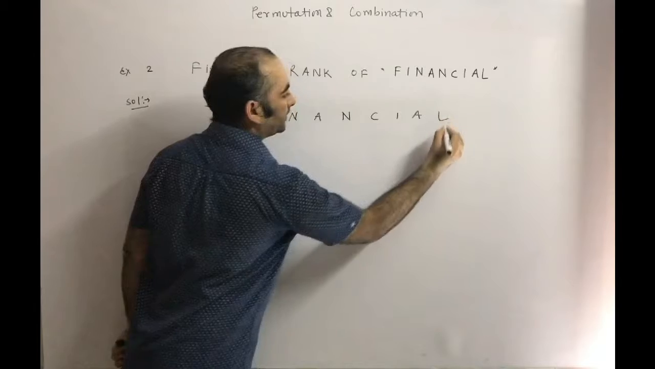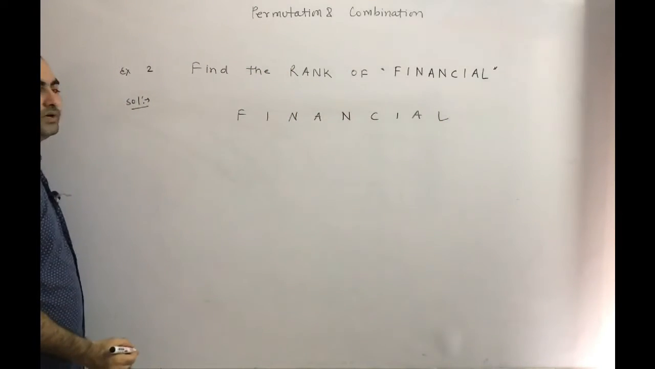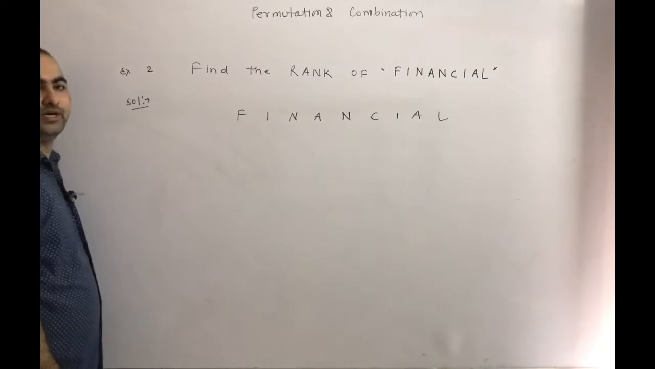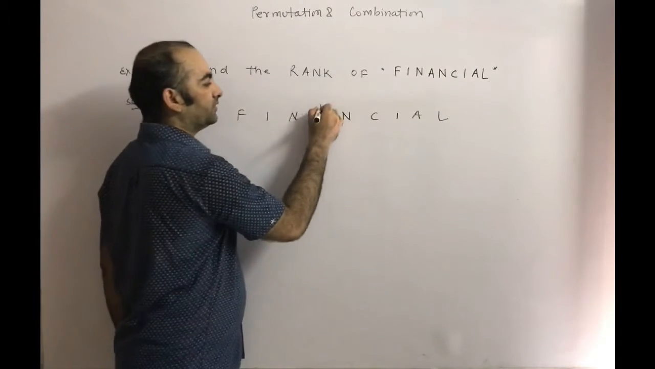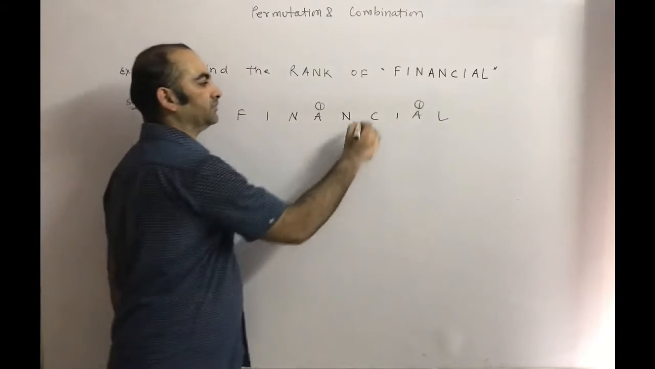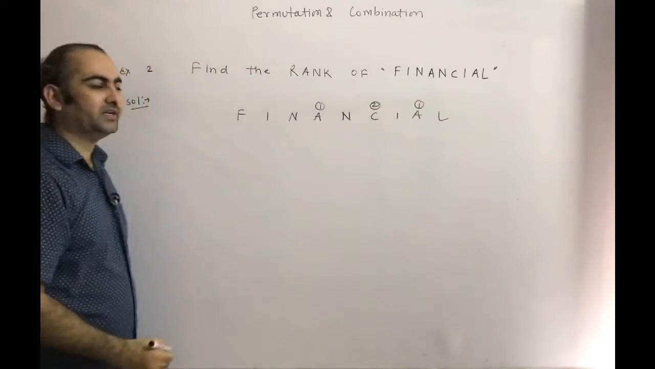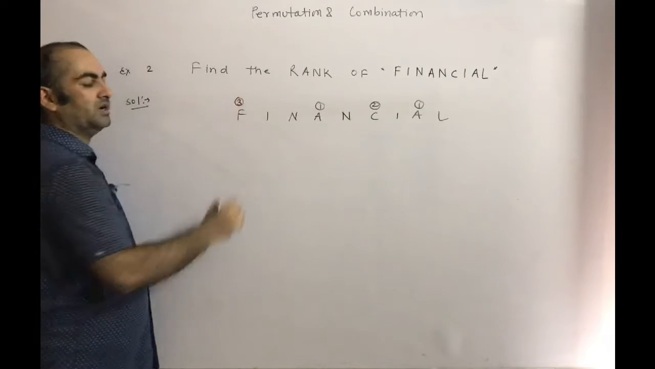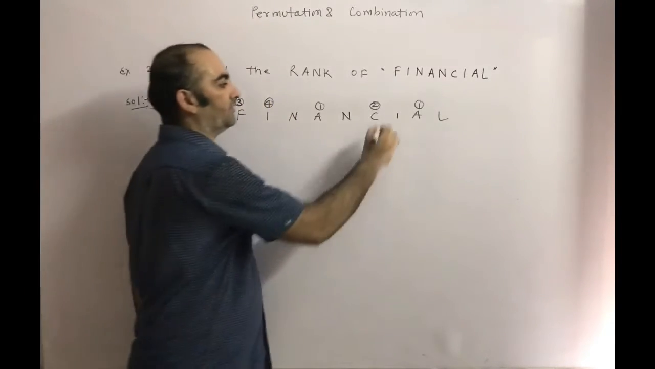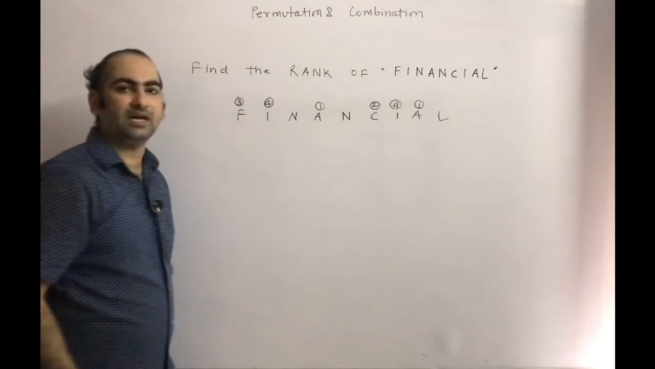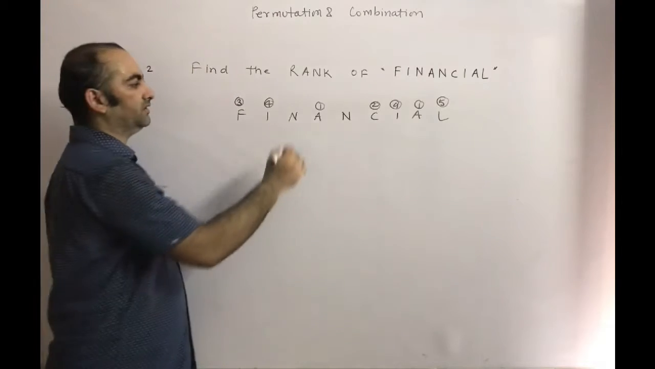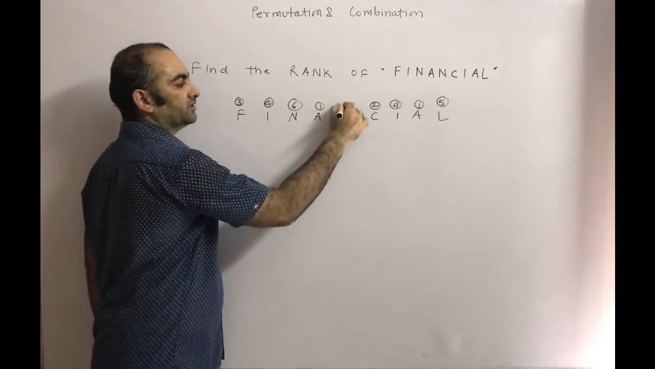Now what you will do, first you write the position of these letters according to alphabet. According to alphabet, A will come first, so there are two A's, both having first position. After that C will come, so C is second position. After that F will come, so F is third position. After that I will come, so I is fourth position. There are two I's, both having fourth position. After that L will come, so L is fifth position. And after that N will come, so N is sixth position, and this is also sixth position.